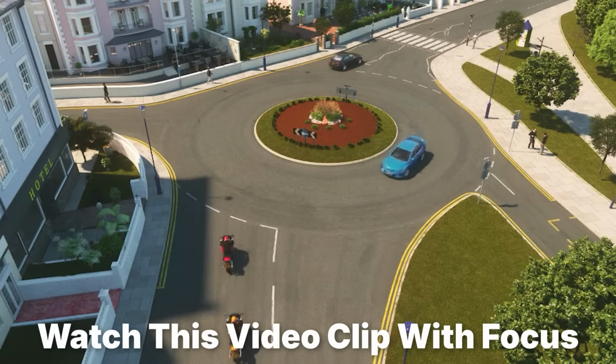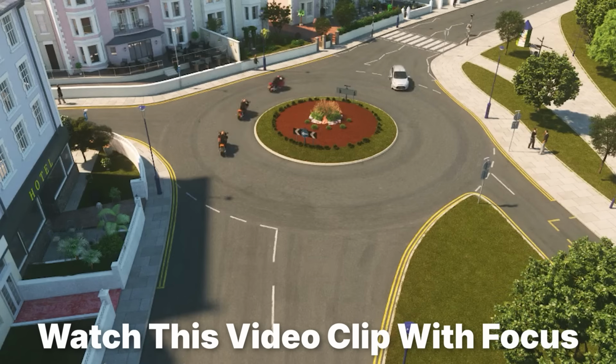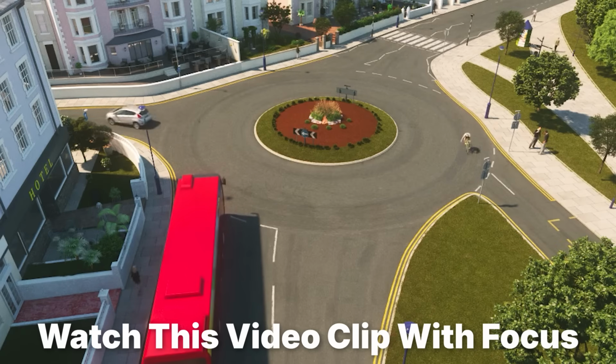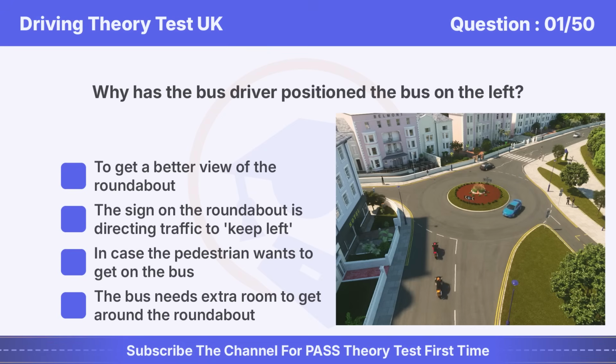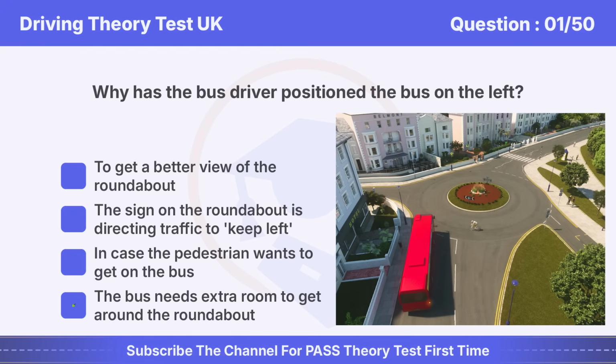Watch this 20 seconds video clip with focus. Question 1. Why has the bus driver positioned the bus on the left? Answer is D. The bus needs extra room to get around the roundabout.